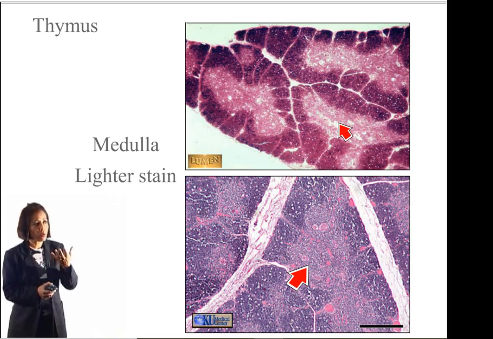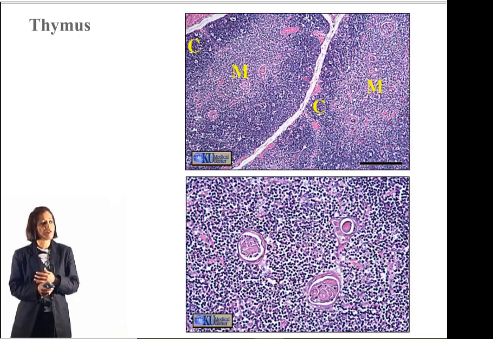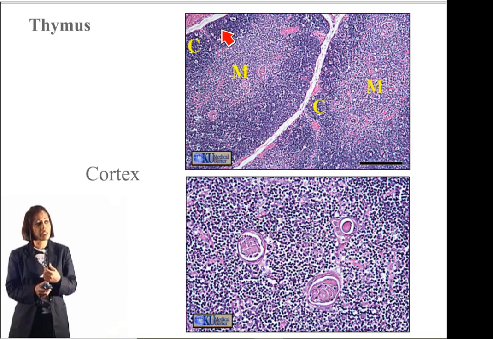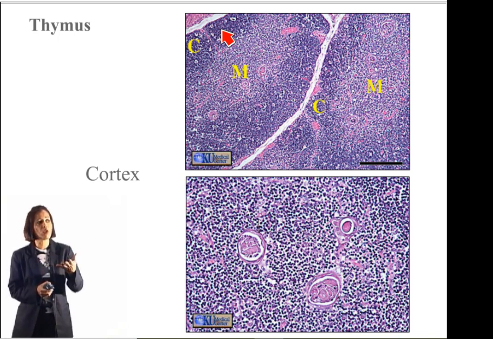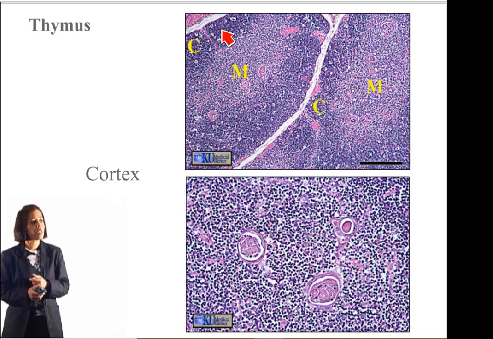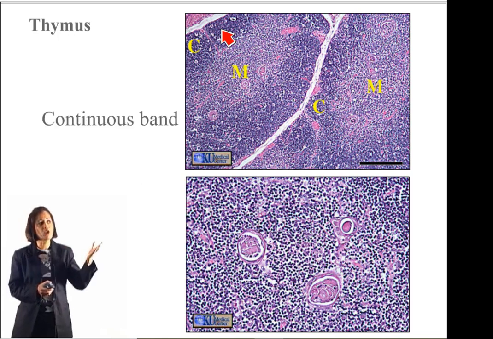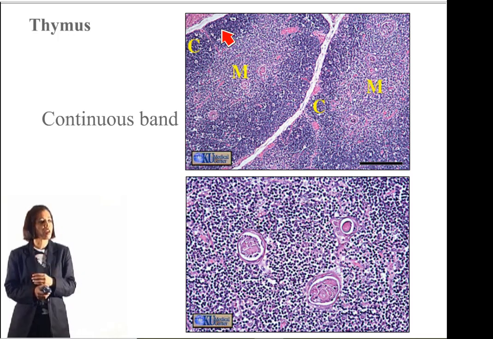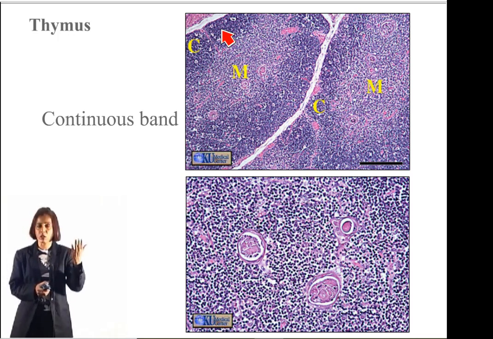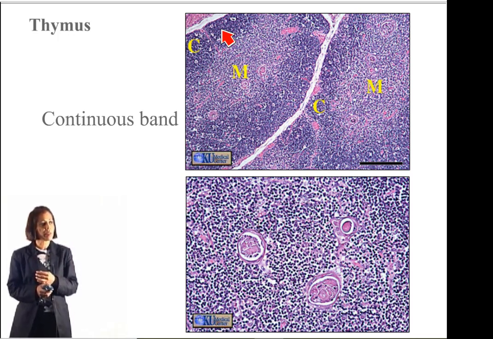Now let's move on to a more magnified picture of the thymus, where again you can see the cortex more clearly. It's labeled C in the top picture. In the lower picture you're not looking at the cortex. And you can see how the cortex on the top is a continuous band. There are no lymph follicles or discrete round structures. Instead it's a continuous band. Notice how there are no germinal centers.